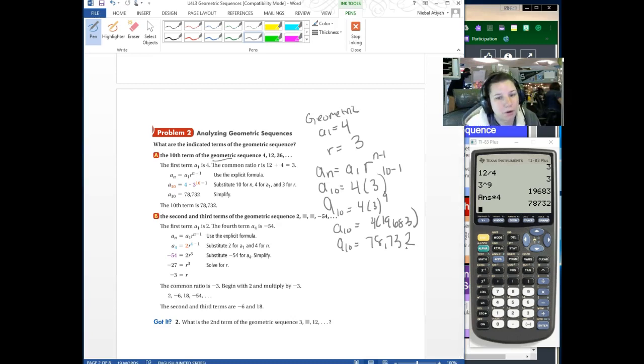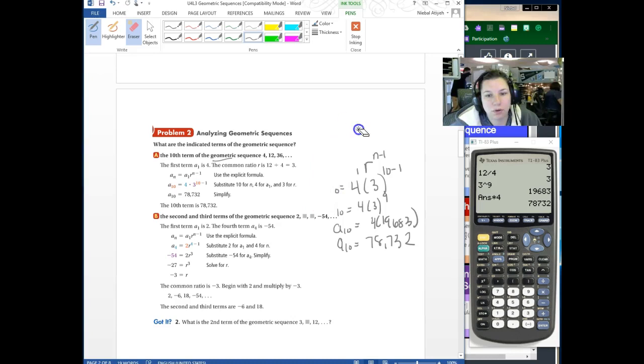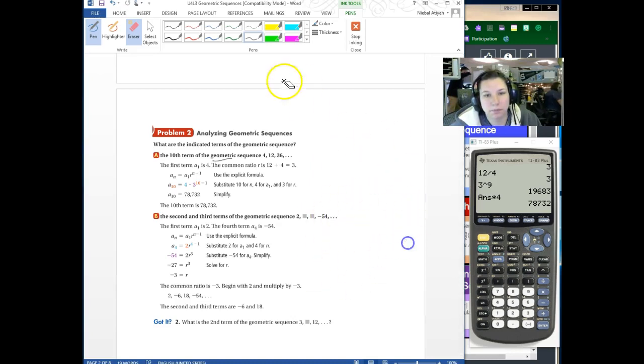For the second part, they want to know what the second and third terms are for this sequence. So here, the known information is the first term and the fourth term, but we're missing r. So we know a1 is 2, and a4 (1, 2, 3, 4) is negative 54.